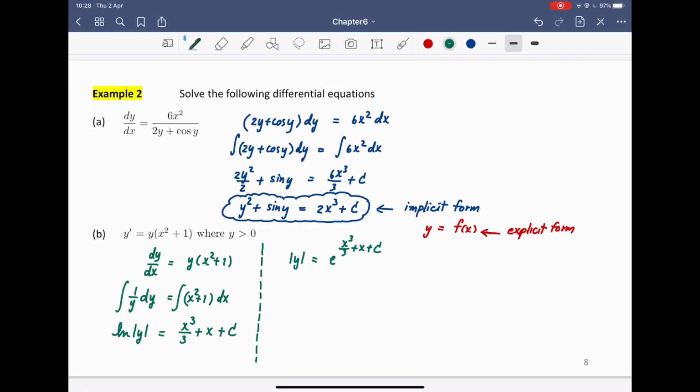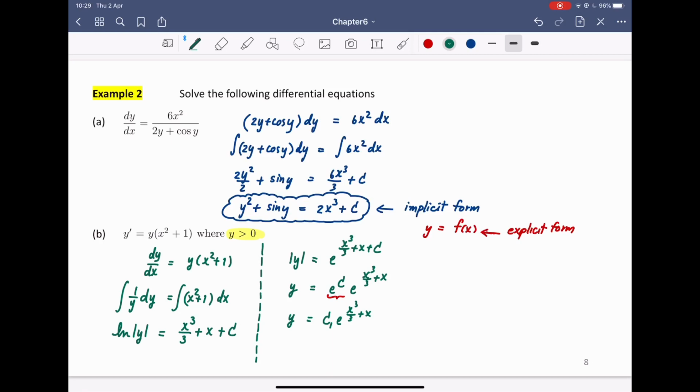Because y is always positive, the absolute value doesn't matter, so I have y on the left hand side. On the right hand side, if I simplify a little bit, I can pull out e to the c, so I get e to the c times e to the x cubed over 3 plus x. And that e to the c is just another constant, so I can say y equals c1 e to the x cubed over 3 plus x.